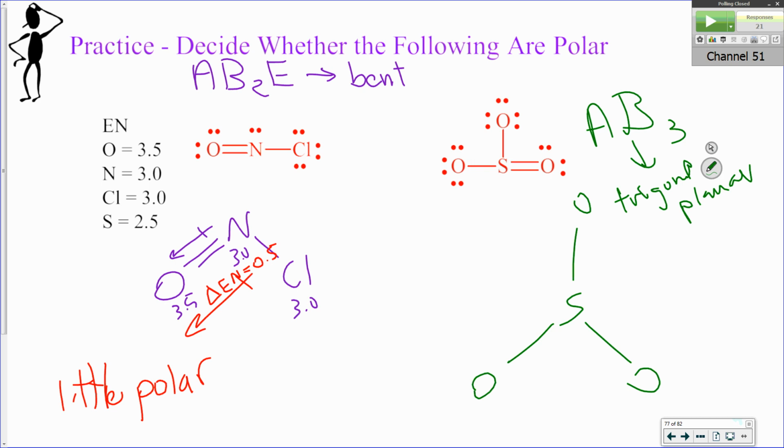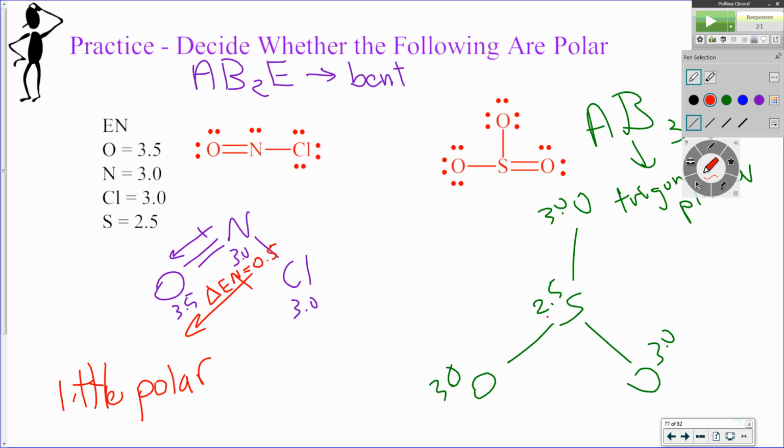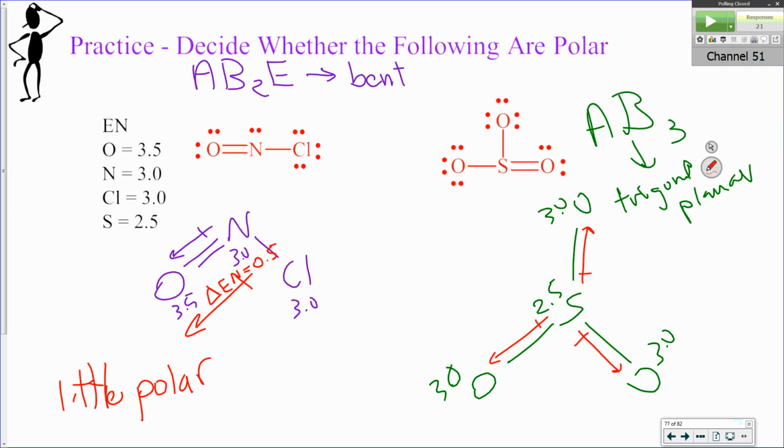Now if I look at the electronegativities, I've got sulfur's 2.5, the oxygens are 3, and that's the same for all of them. If I look at the individual bonds, this one has an electronegativity pull in this direction, this guy's like this, and this guy's like this. But if I do my vector addition, this just has an up component, this one has a down component, and this one has a down component. Put those together, and the total down component completely cancels out with the up component, and the left-right components cancel out. This results in a nonpolar molecule.